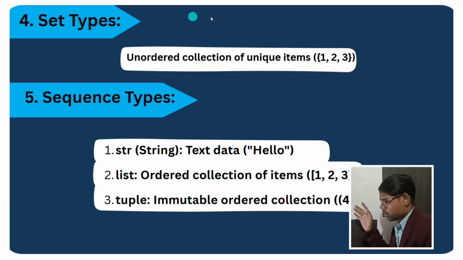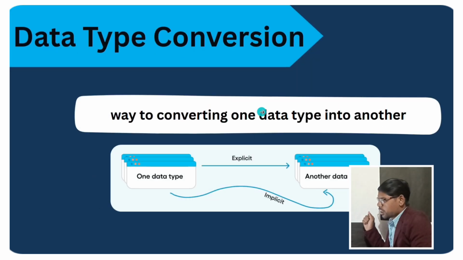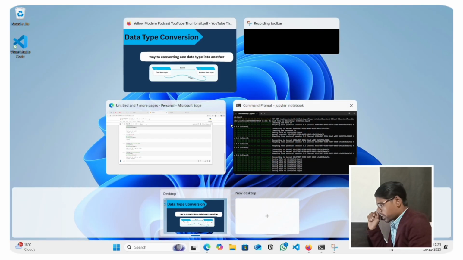Next topic, data type conversion. Data type conversion is a way of converting one data type into another, like string to integer, integer to string, and string to float. There are two types, implicit and explicit. Implicit converts data automatically, but explicit converts data manually.